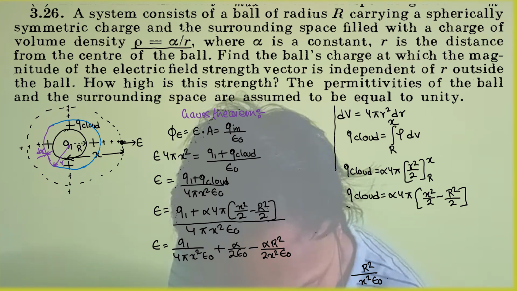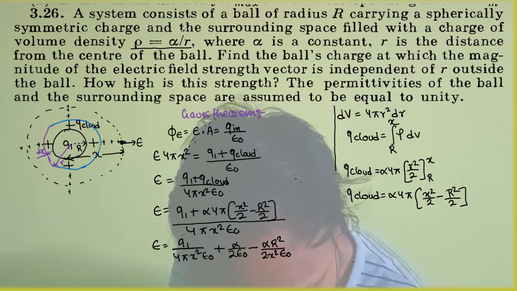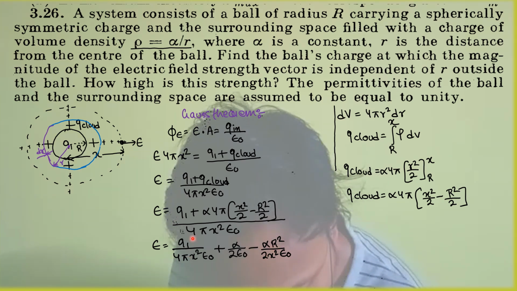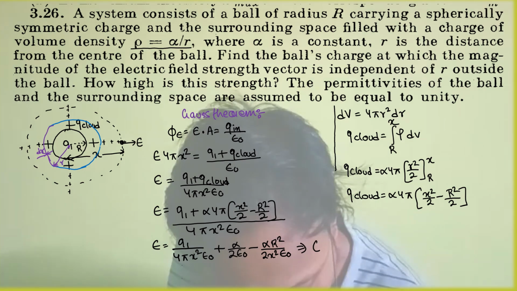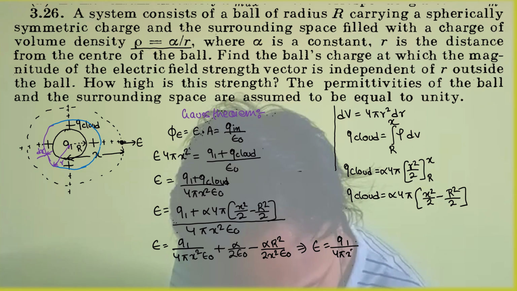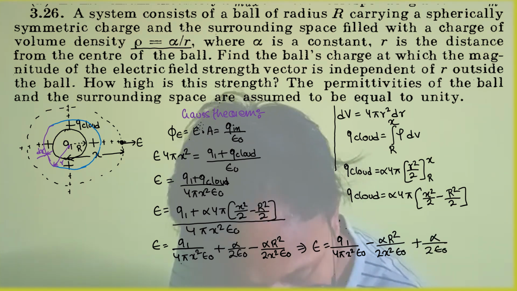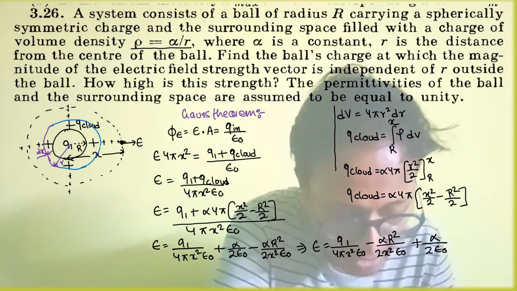Now let me clump together terms of x. What are the terms of x out here? X out here is nothing but this term and this term. So let me clump this term together. So E is equal to q1 by 4 pi x square epsilon naught minus alpha r square by 2x square epsilon naught plus alpha by 2 epsilon naught.